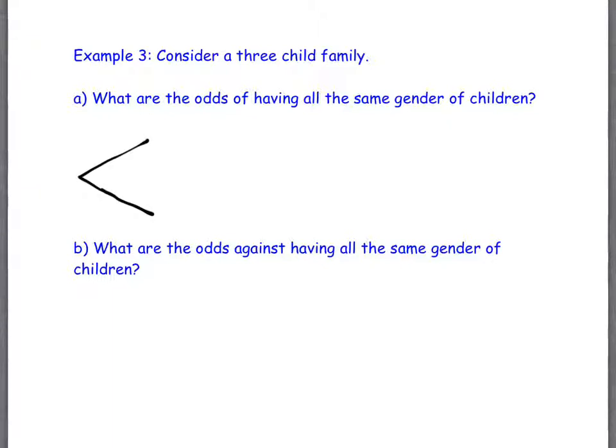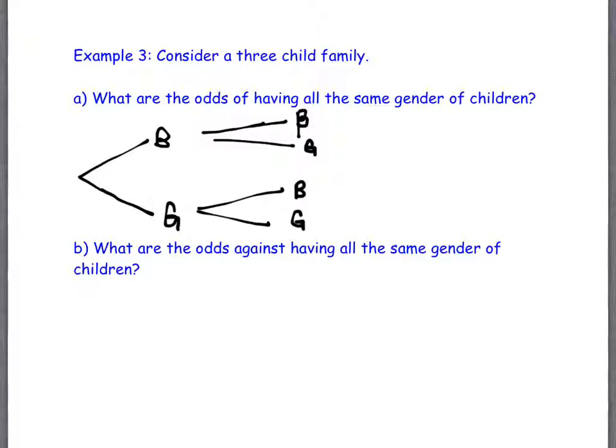All right, so child number 1 can be a boy or girl. Child number 2, boy or girl. Okay, that's child number 2. And then child number 3, also boy or girl.